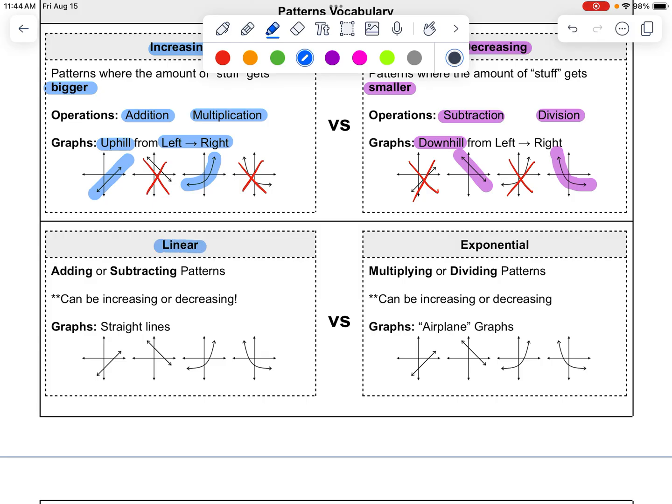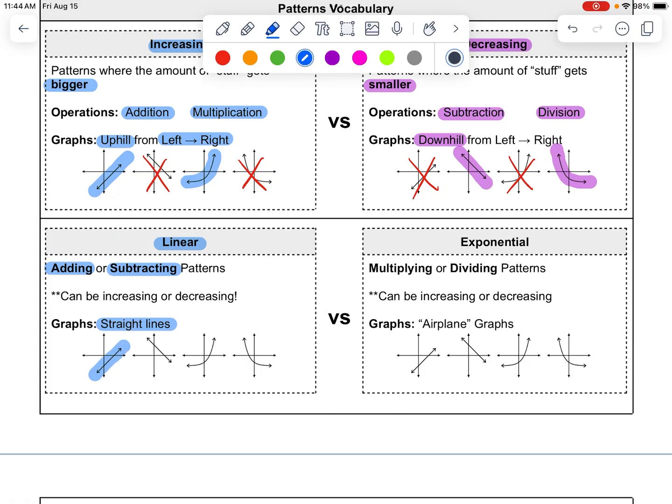A linear graph is the type of graph that we get when the pattern was either adding or subtracting. It might be increasing or it might be decreasing, but the graph is going to look like a straight line. So both of these graphs that look like straight lines are linear patterns. It doesn't matter whether it's going up or down. It could be adding or subtracting, but it's going to be linear because it looks like a line. One of the best ways to remember that is that the word line is actually inside of the word linear. It starts with the word line.